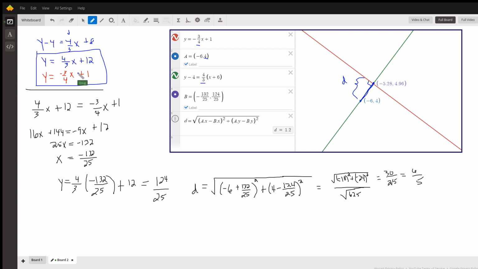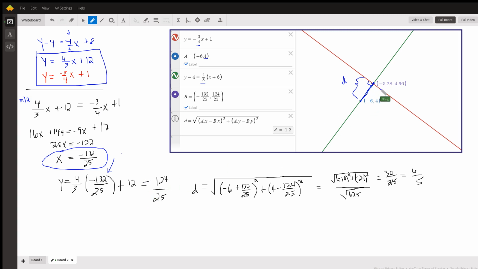Substitution method is probably the easiest. Since they both equal y, set these equal to each other. Multiply every term by 12 to clear the equation of fractions. And here's what I mean by tedious. X equals negative 132/25. To find the corresponding y value for the point of intersection, plug this value into one of these equations. I did it into the 4/3 x plus 12, and you get 124/25.